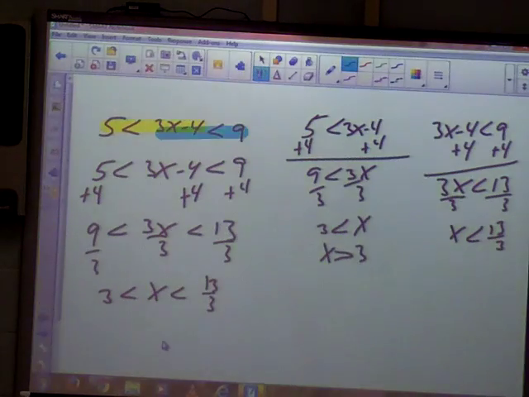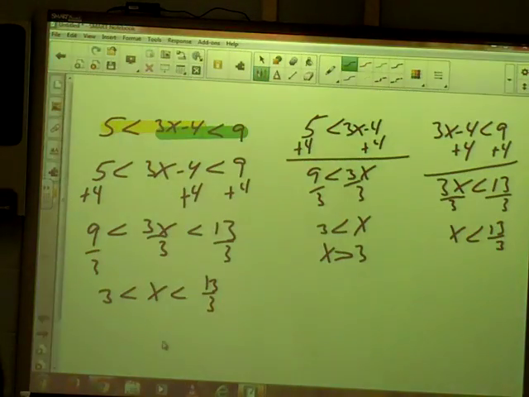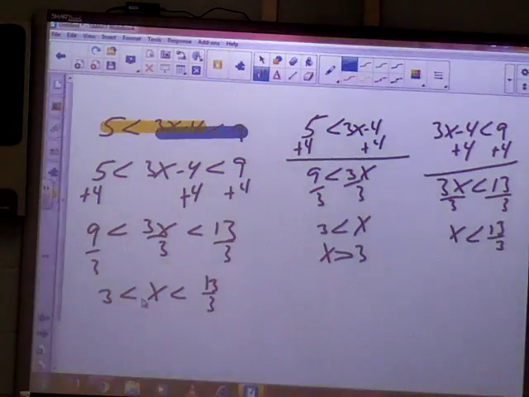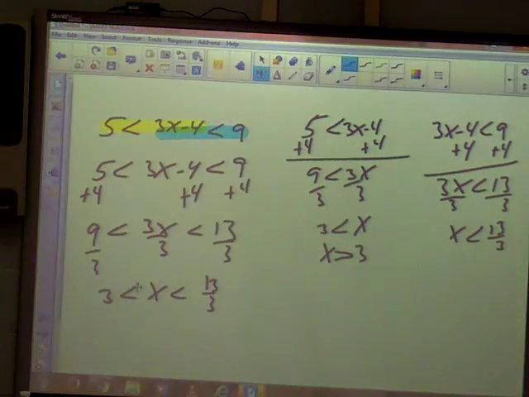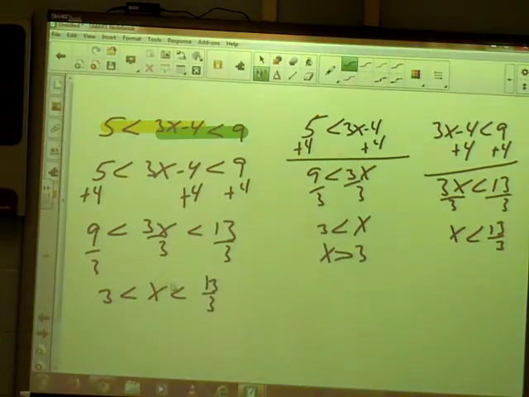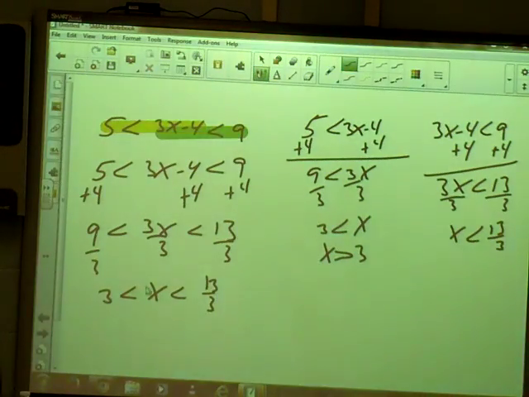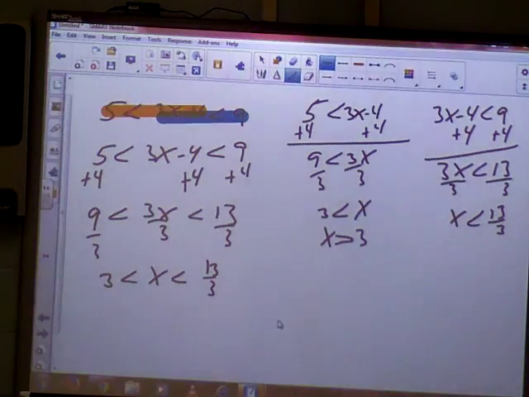Most of the time, high schoolers, when I show them that, they prefer that way. It does not matter. I got 3 and I got 13/3 either way. Now, this one to me makes more sense to graph because I see that x has to be between 3 and 13/3. That's the way I read that. X is between 3 and 13/3. That's just common sense words. Let's go ahead and look at it on our number line.